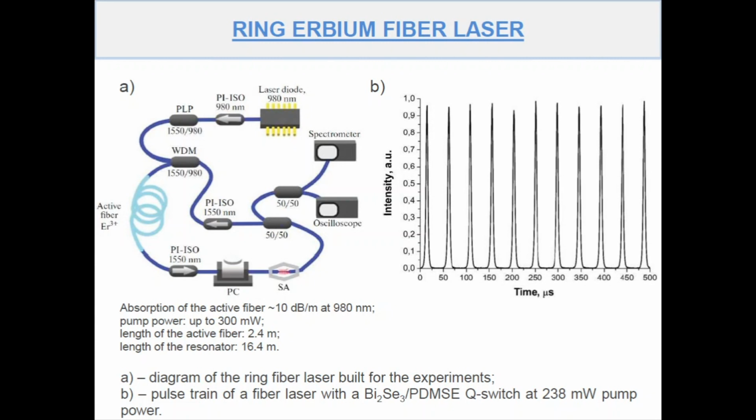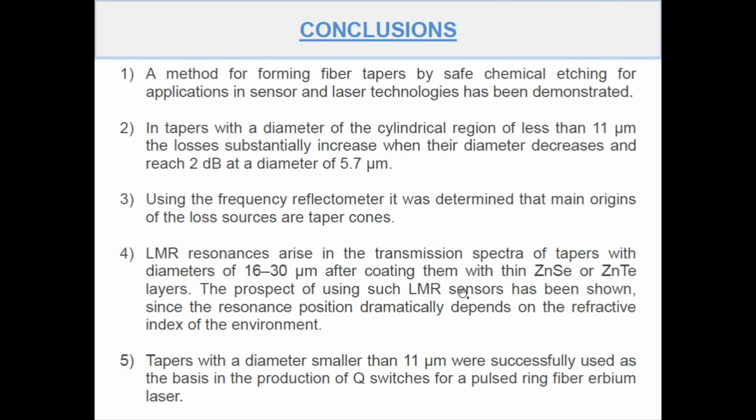The tapers were then integrated into the scheme of the ring fiber laser, whose circuit is shown on this slide. The generation of microsecond pulses was obtained on such materials as molybdenum diselenide, nickel oxide, and bismuth selenide that we tested as saturable absorbers. The results of our work can be summarized in the following conclusions.